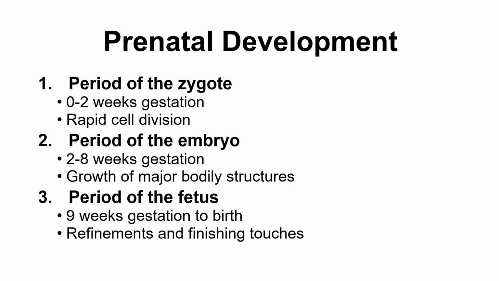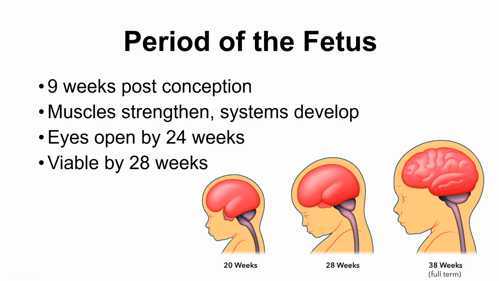So let's talk about the last one, the period of the fetus, or the fetal stage. As we've said already, this is 9 weeks up until birth. And this is when we're doing all of our refinements and finishing touches. So we start seeing things like muscle strengthening, systems starting to develop and refine, our eyes open by the time we're 24 weeks old, and a fetus is considered viable by the time they are 28 weeks old. Before that, they're a lot more likely not to survive birth.